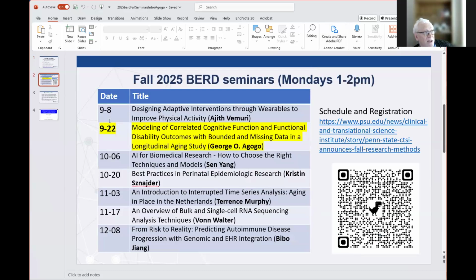And I'm showing you now a slide that shows the 7 seminar presentations this fall. 2 weeks ago, we had Dr. Ajit Vemuri from here talking about wearables as adaptive interventions. Today, we're very happy to have Dr. George Agogo talking about some joint modeling of correlated cognitive function and functional disability outcomes. And it has a special statistical feature in that it is designed to accommodate bounded and missing data in a longitudinal study of aging.